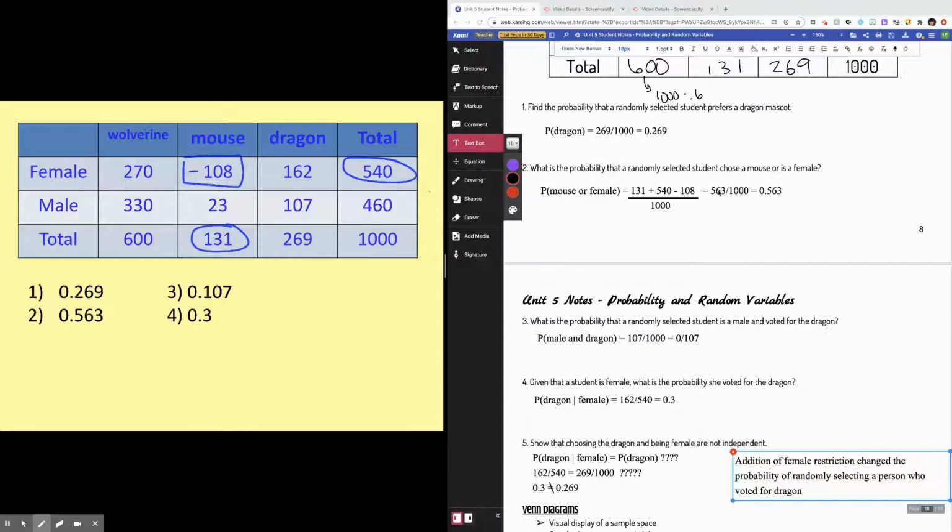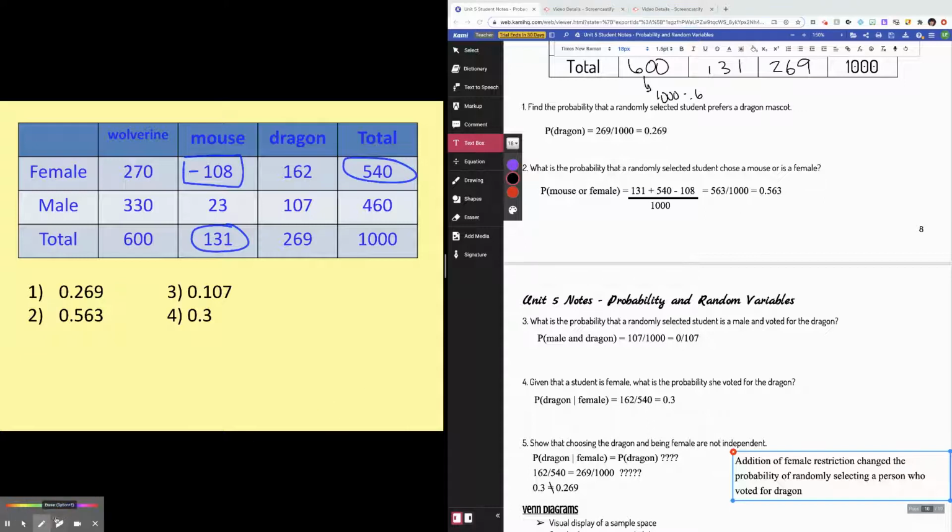Okay. If you have divided any of these up to this point by a number that was not 1,000, you did these incorrectly, right? The only time you're going to change the denominator of your fraction in a two-way table is if you are looking at a conditional probability. So you want to look for words like of or given, right?